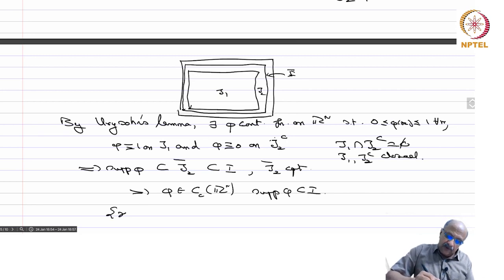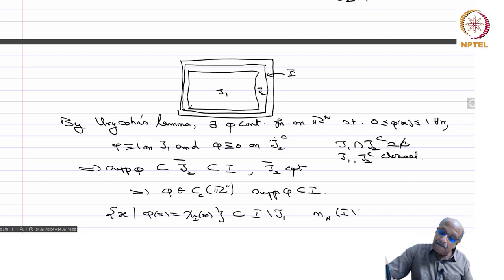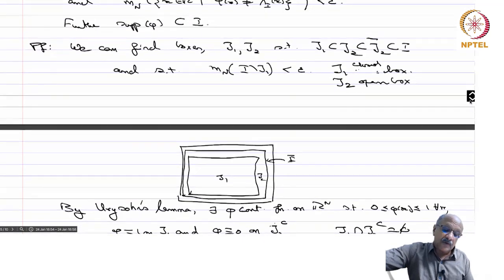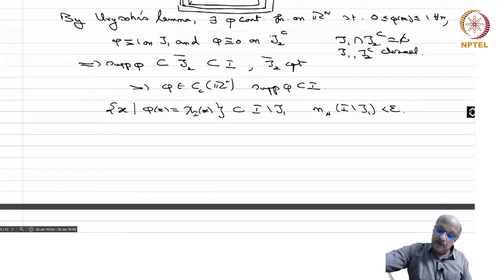Now what about the set of all x such that phi x is not equal to chi I of x? This is in fact contained in I minus J1, if at all, because on J1 both the characteristic function of I and the function phi are equal to 1, so they are equal there. And then Mn of I minus J1 is less than epsilon. So that proves the theorem. It's just a simple application of Urysohn's lemma.